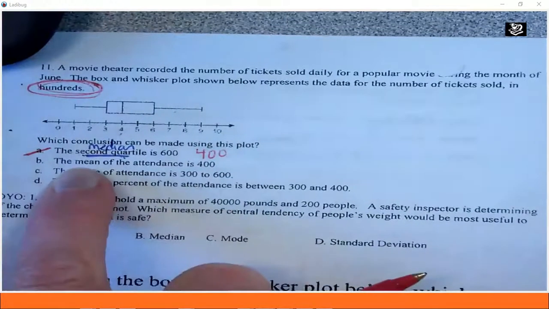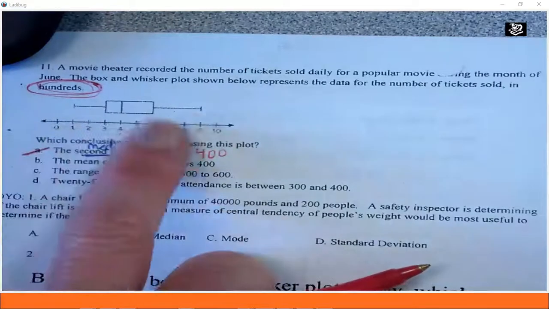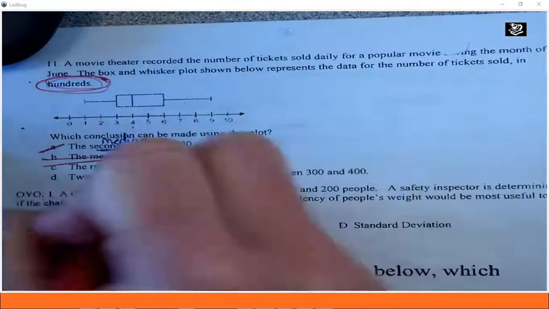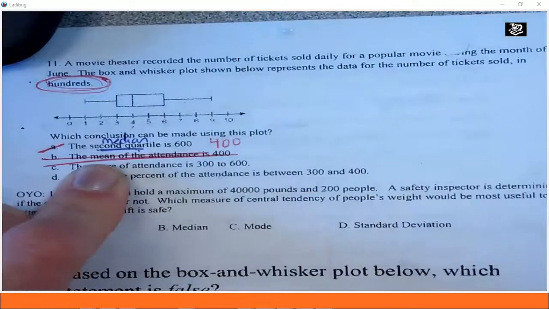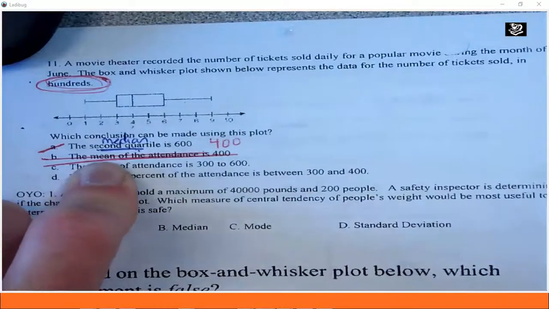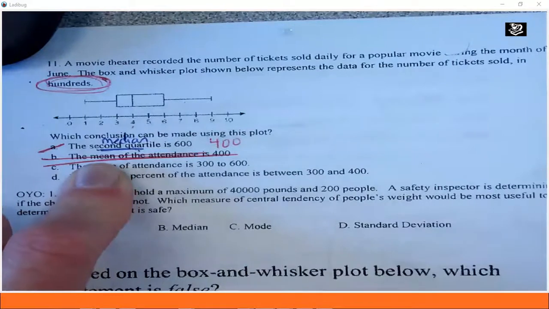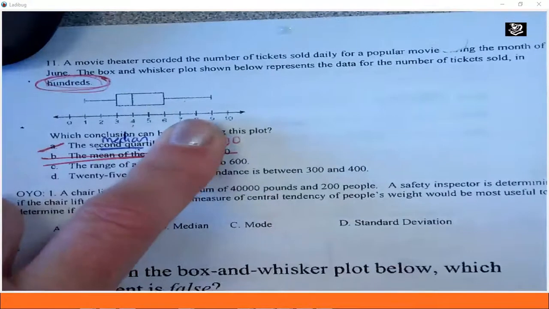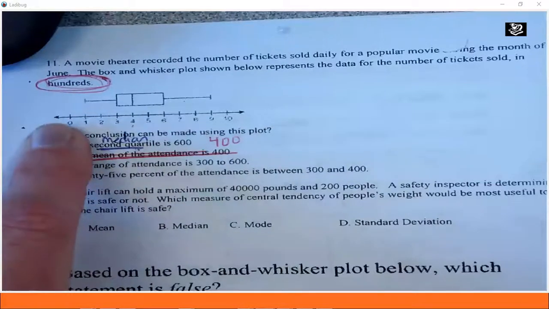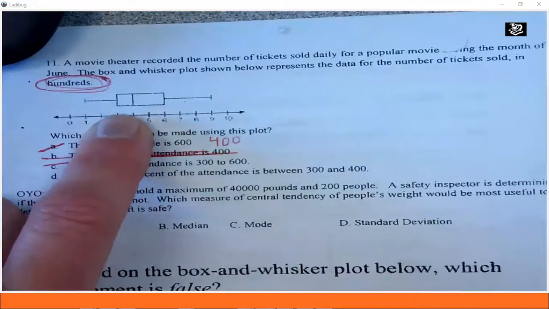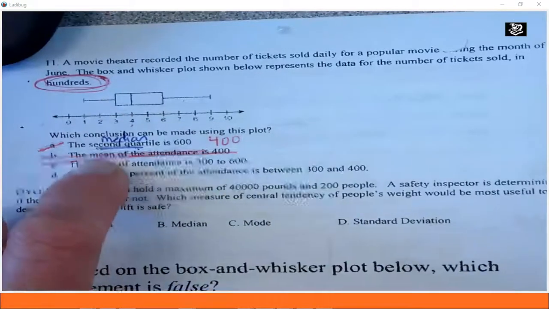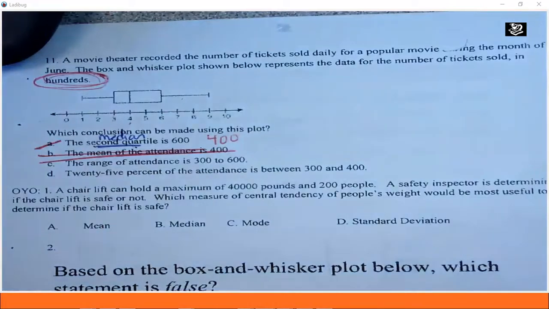Cameron, can we find the mean on a box and whiskers? What do you think? Yes or no? No. Guys, you can never find the mean on a box and whiskers. What information is on a box and whiskers? Let's say it again real quick. Minimum, Q1, median, Q3, and maximum. The mean is not on there, okay? But students love circling that answer, okay?